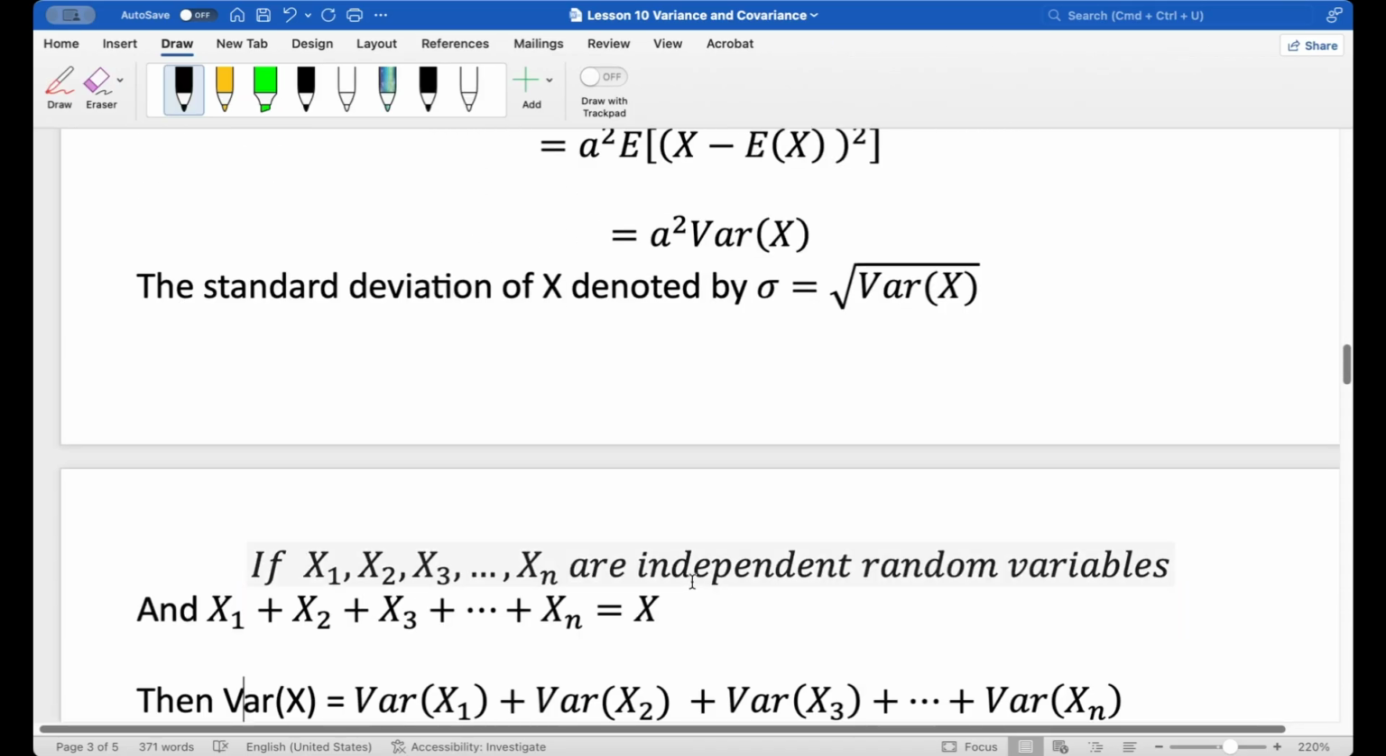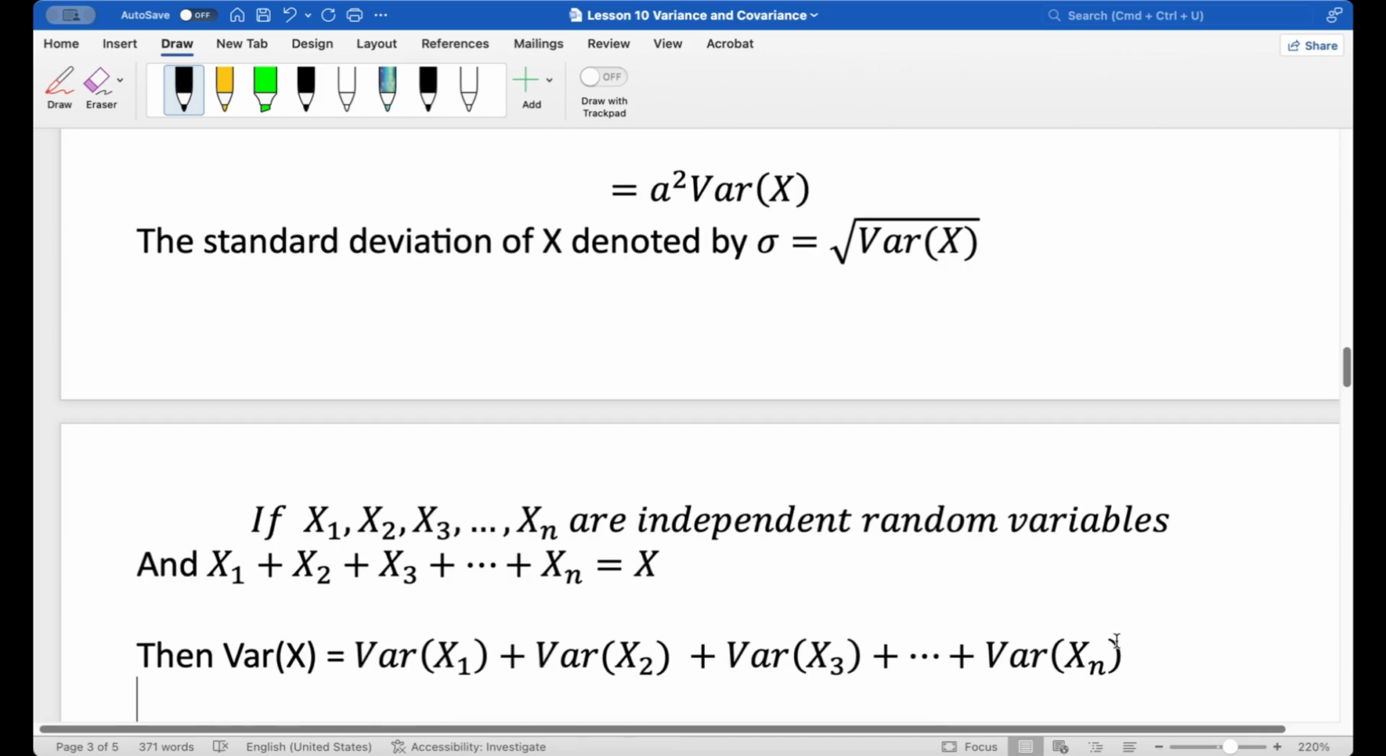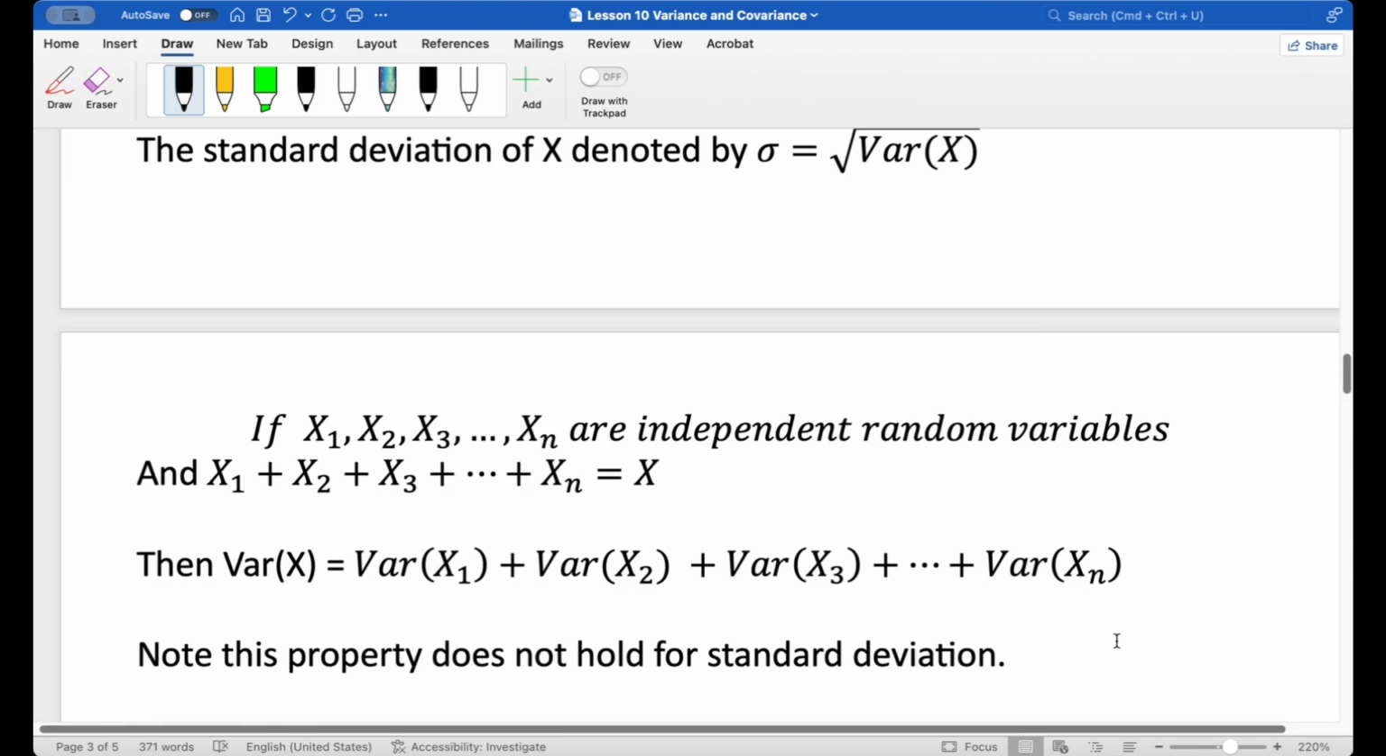If we have n independent random variables, and x is the sum of those variables, then the variance of x can be calculated by adding up the variances of each individual random variable. And this does not hold for standard deviation. So this is one of the benefits of working with the variance. In this particular case, we have a property here that works for the variance but does not work for the standard deviation. If you have independent random variables, the variance of x is equal to the sum of the variances.